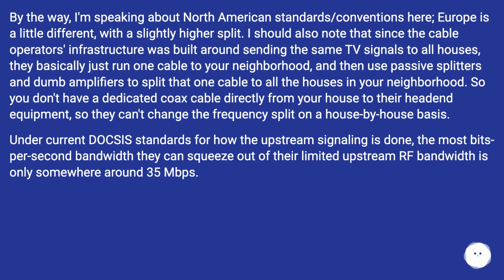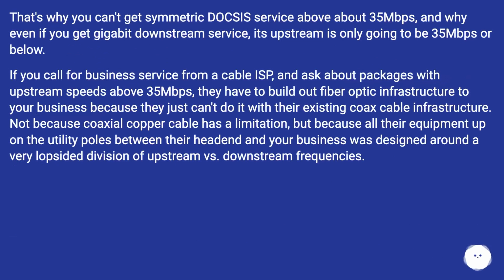Under current DOCSIS standards for how the upstream signaling is done, the most bits per second bandwidth they can squeeze out of their limited upstream RF bandwidth is only somewhere around 35 megabits per second. That's why you can't get symmetric DOCSIS service above about 35 megabits per second, and why even if you get gigabit downstream service, its upstream is only going to be 35 megabits per second or below. If you call for business service from a cable ISP and ask about packages with upstream speeds above 35 megabits per second, they have to build out fiber optic infrastructure to your business because they just can't do it with their existing coax cable infrastructure.